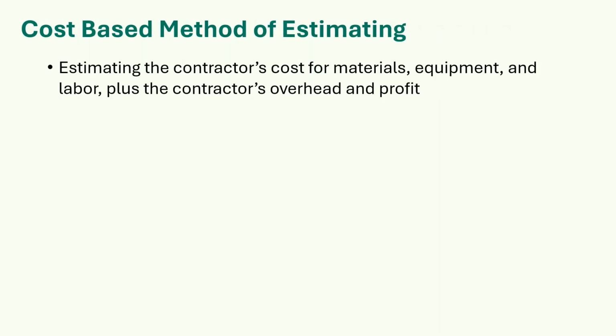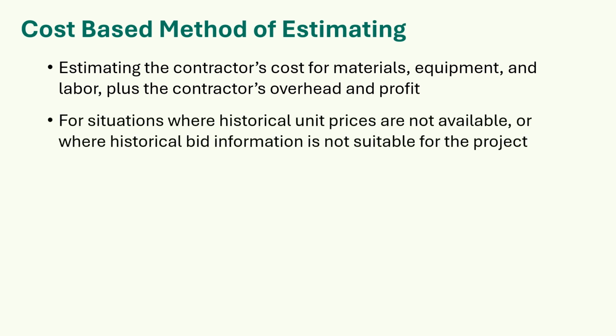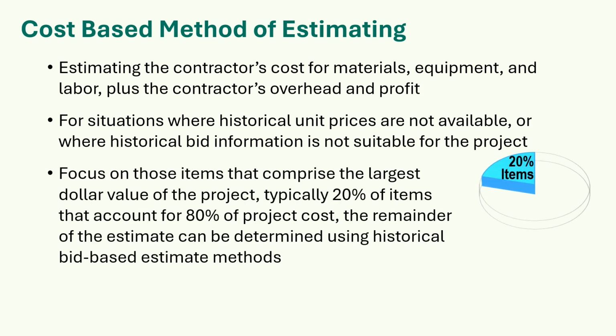Cost-based method of estimating. Based on estimating the contractor's cost for materials, equipment, and labor for an item or a set of items, plus the contractor's overhead and profit. For situations where historical unit prices are not available, or where historical bid information is not suitable for the project. Focus on those items that comprise the largest dollar value of the project, typically 20% of items that account for 80% of project cost. The remainder of the estimate can be determined using historical bid-based estimate methods.